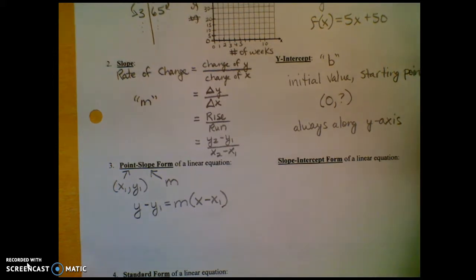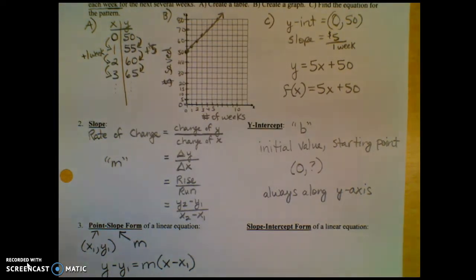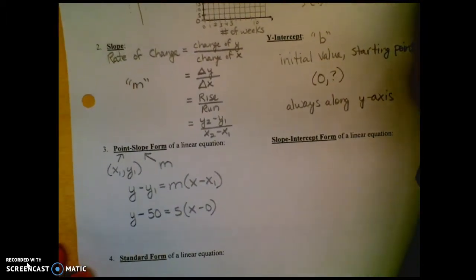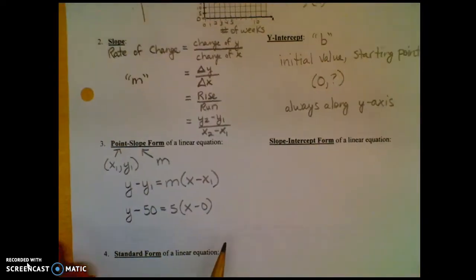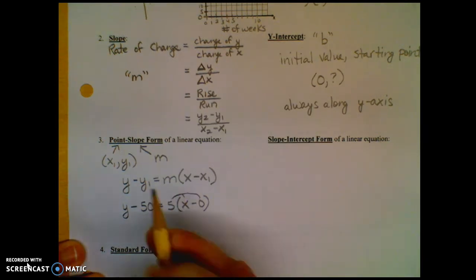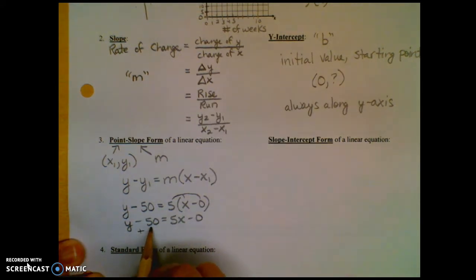So for example, we have our 0, 50 up from here, and we also have our slope. So we could have written y minus 50 equals 5 times the quantity x minus 0. That's the same equation as the one from our example above. It's just in a different format. So we could distribute here and get y minus 50 equals 5x minus 0, and then add 50 to both sides to solve for y, and we get 5x plus 50. Same equation, just a different format.